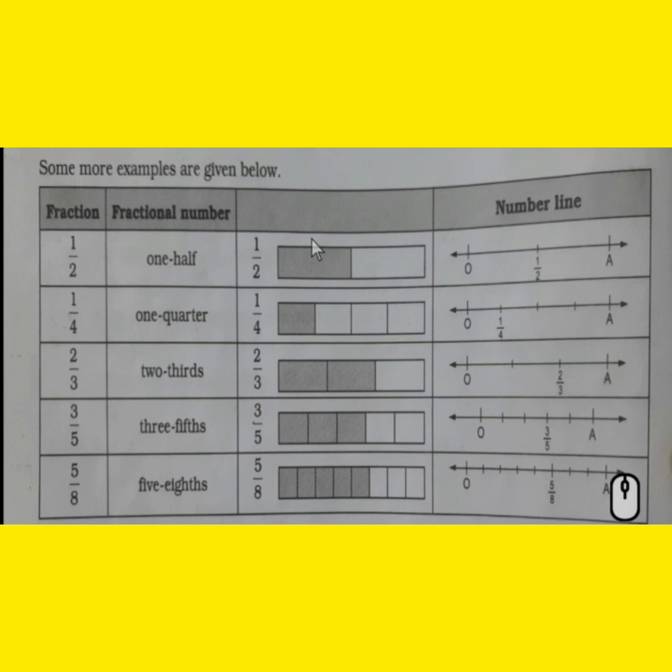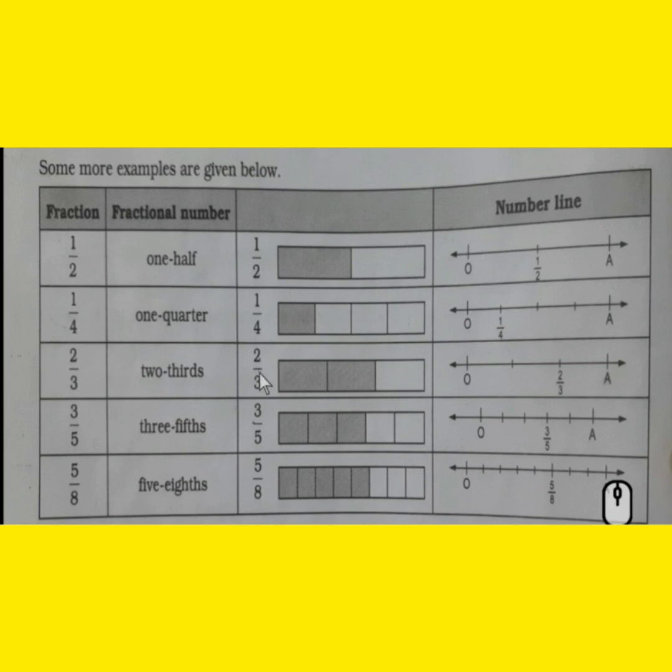Now how do we represent it in a figure? You see this figure, we divided it into 2 equal parts. Here the denominator is 2, so we convert this into 2 equal parts, and out of these 2 equal parts we shade 1 part because the numerator is 1. For 1/4 we convert the figure into 4 equal parts, and how many parts we shade, that number is written in the numerator. So here it is 1, so we shade only 1 part.